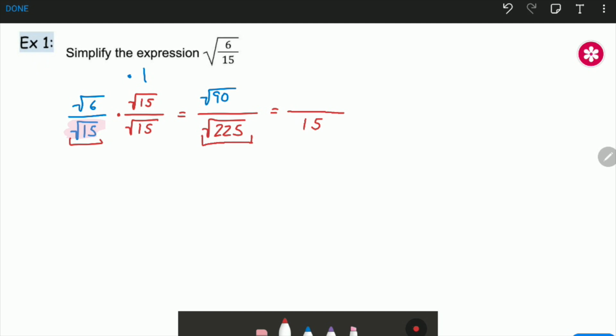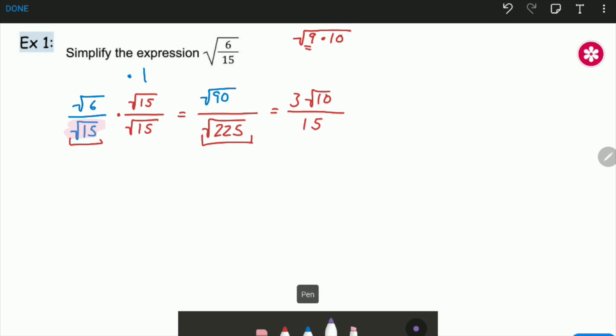So the square root of 225 is 15. Now for the top, the square root of 90, well, 90 isn't a perfect square, so I want to ask myself, is there a perfect square that goes into 90? The answer to that is yes. 9 goes into 90. 90 is 9 times 10. The square root of 9 is 3, so this simplifies into 3 radical 10.